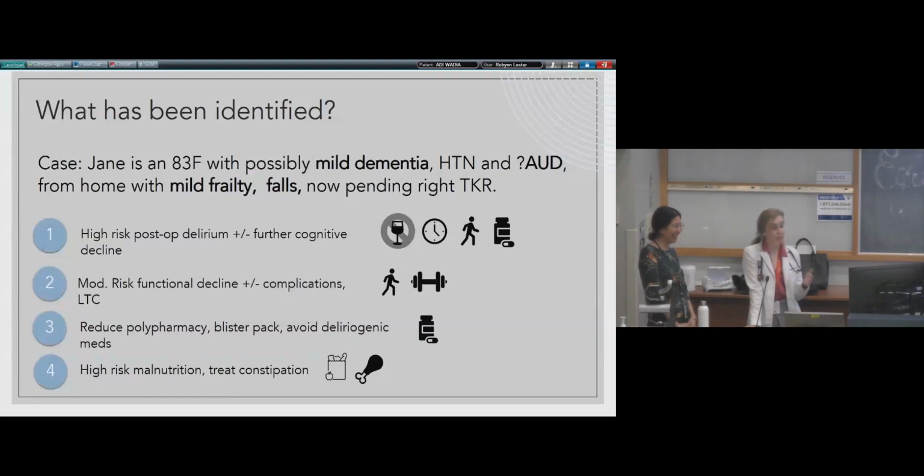And then we also know she's at high risk of malnutrition. She's really only eating 1 meal a day. Her BMI is on the low side. And then she's only having a bowel movement every 3 days, and she's taking Tylenol 3. So we've got to get on top of that. We would talk about giving her some regular laxatives, and could it be that her cognition is affecting her intake as well? And maybe she needs some regular meal delivery or some help with that prior to going for surgery.